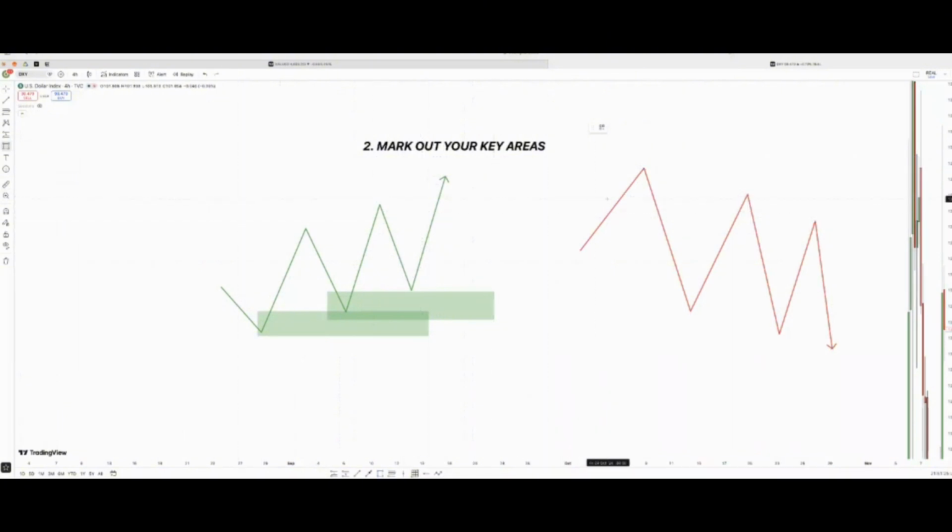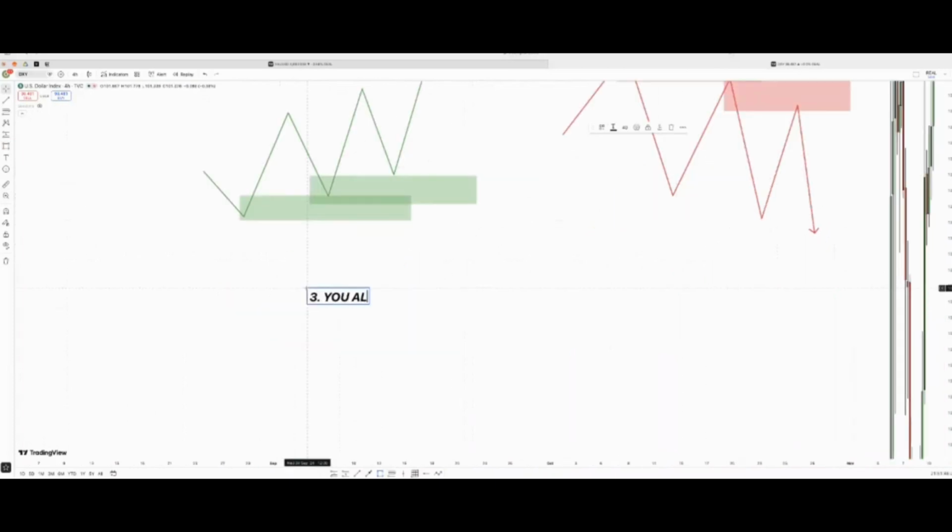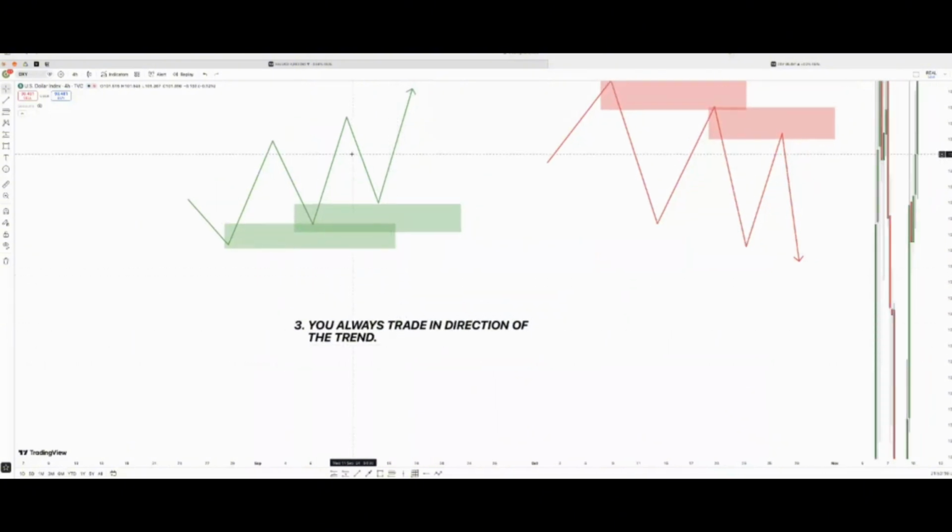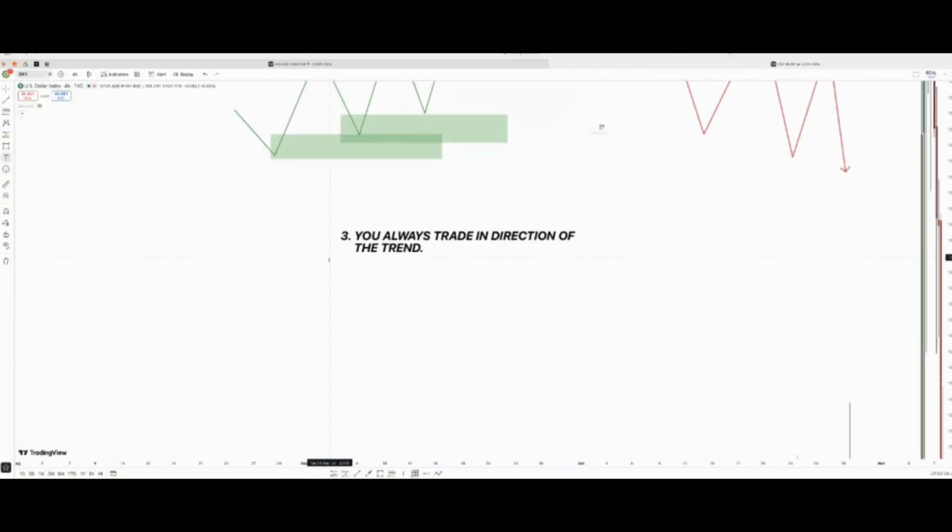Step 1 is to identify the trend. Step 2 is to mark out your key areas in direction of the trend. Step 3, you want to always trade in direction of the trend. Now, you don't want to mark out your resistance zones in an uptrend. Neither do you want to mark out your support zone in a downtrend. I hope you are getting it. You look for buys in an uptrend.